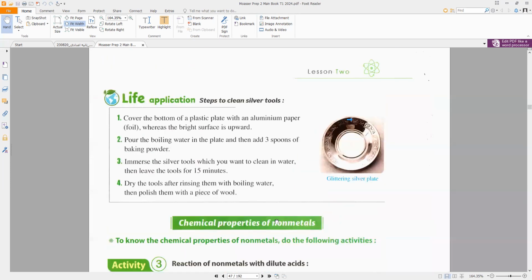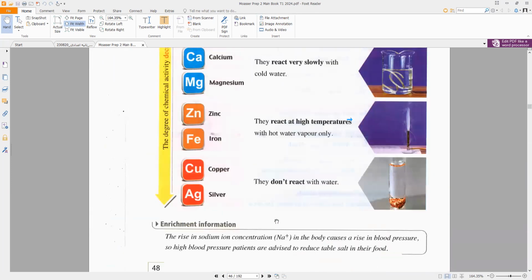This is about metallic properties. This is all for today. We studied what happens to the metallic and non-metallic properties: which is the strongest metal, which is the strongest non-metal, which group has the strongest metals and which group has the strongest non-metals. We also covered the chemical activity of metals with water, acid and oxygen, and the chemical activity series. This is for today.